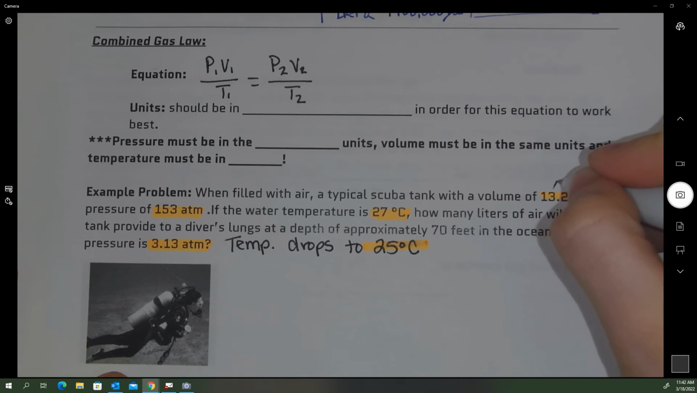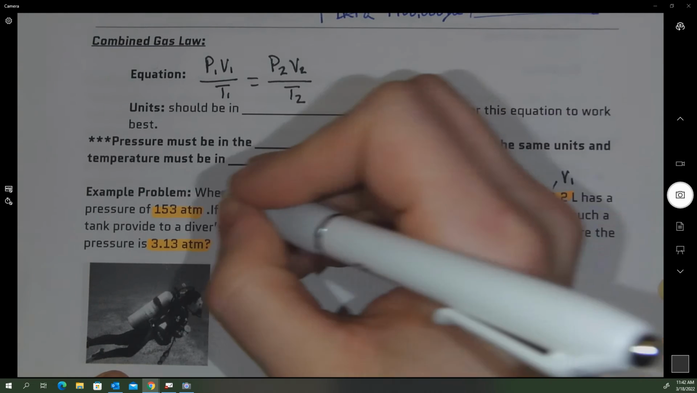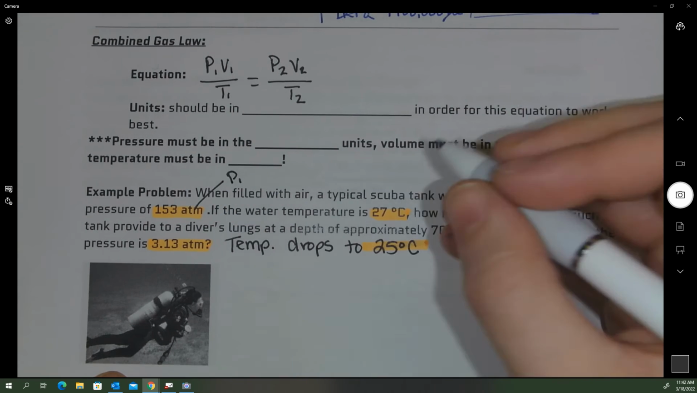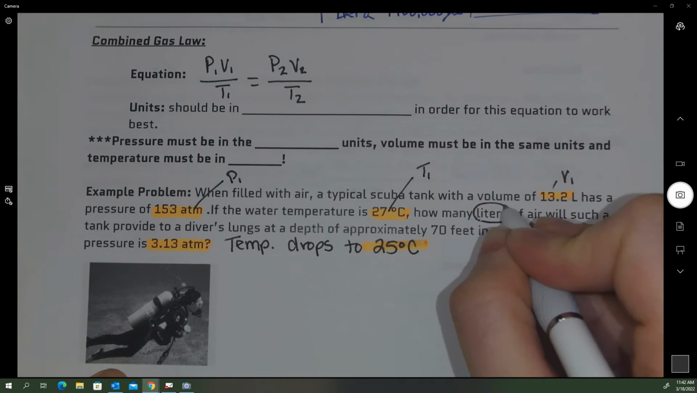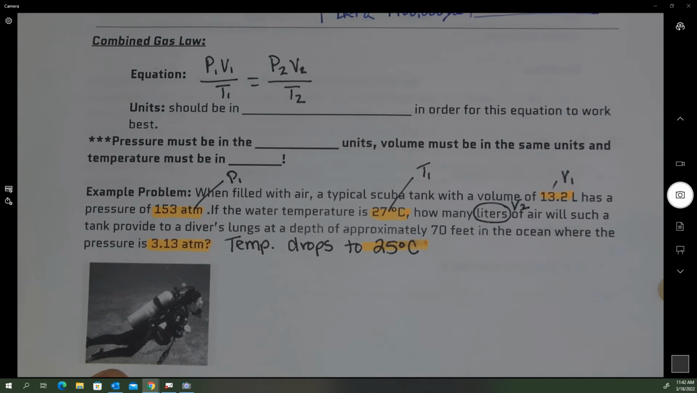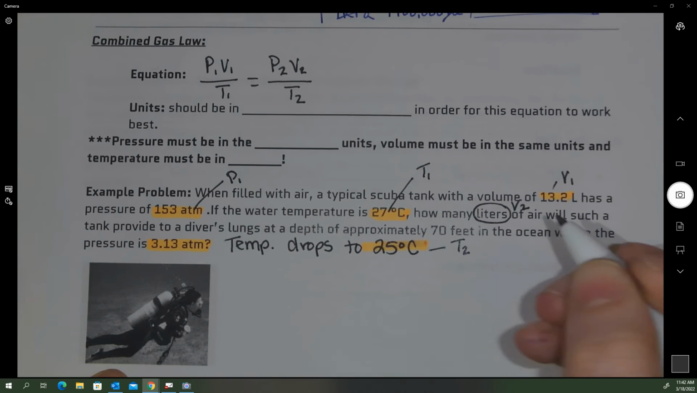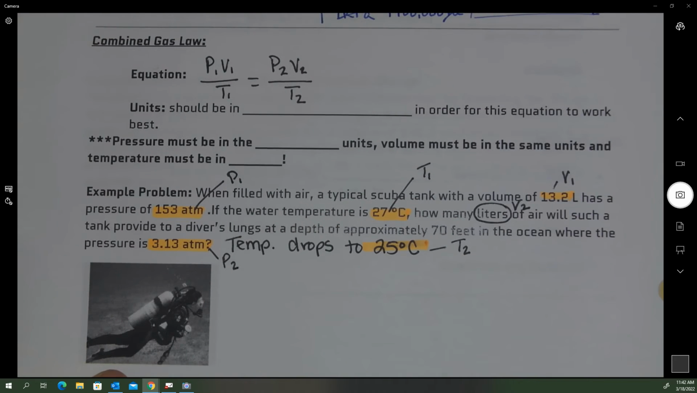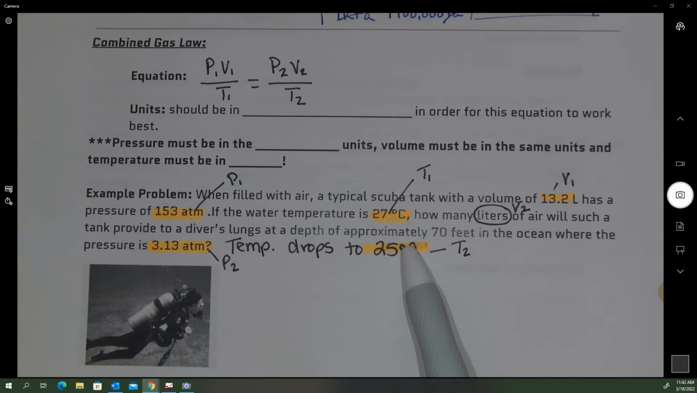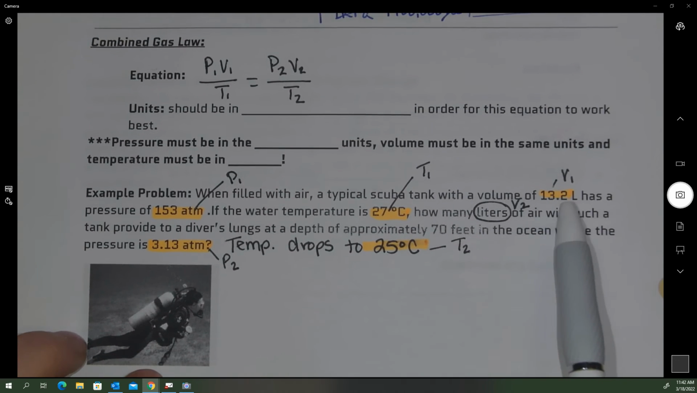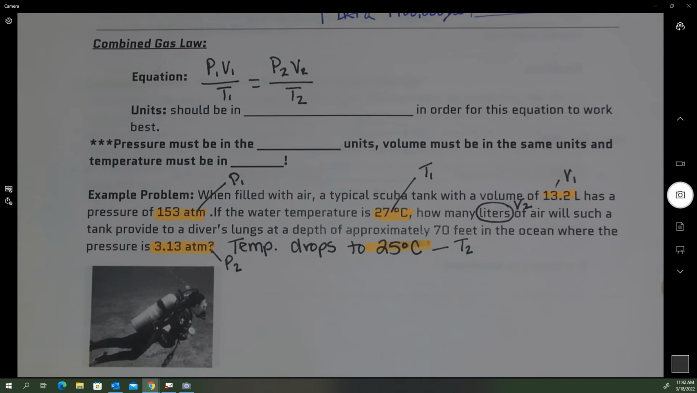So we've got a volume 1, a pressure 1, a temperature 1. It wants to know liters, so we're solving for V2. And it gives us a temp 2 and a pressure 2. The first thing that you need to do is make sure that everything is in similar units. So both of our pressures are in atm, so that's good. And our temperatures are in degrees Celsius, and we need to convert those to Kelvin. And lastly, our volume is in liters, and that's what our question's asking for.